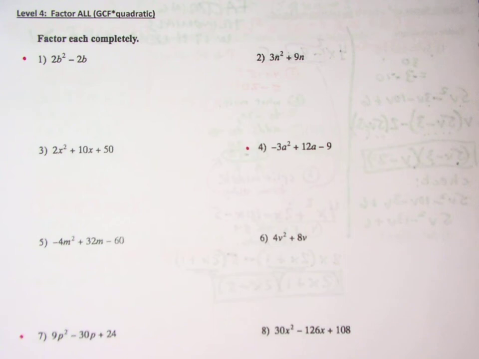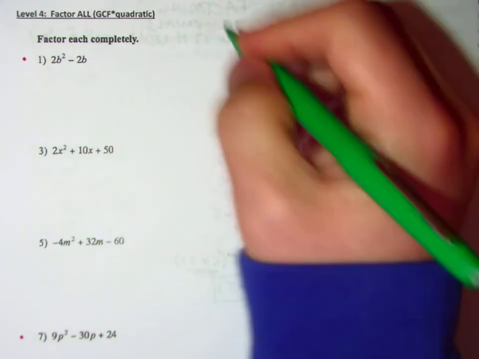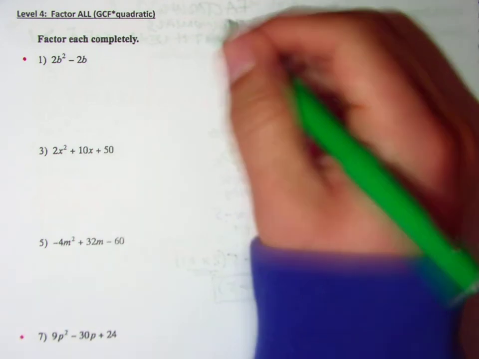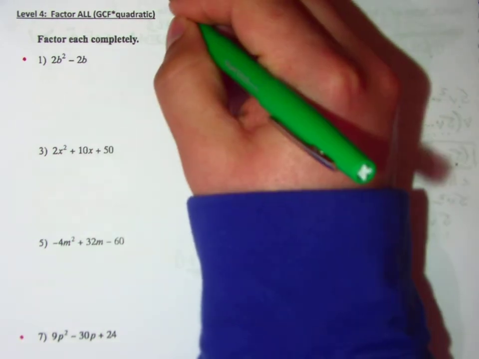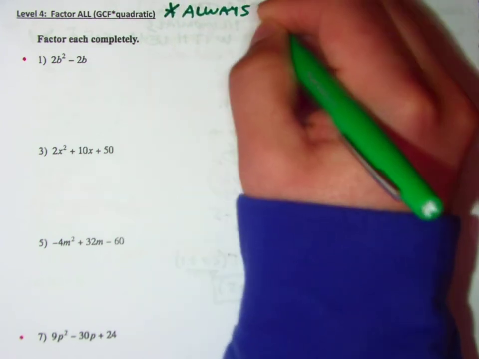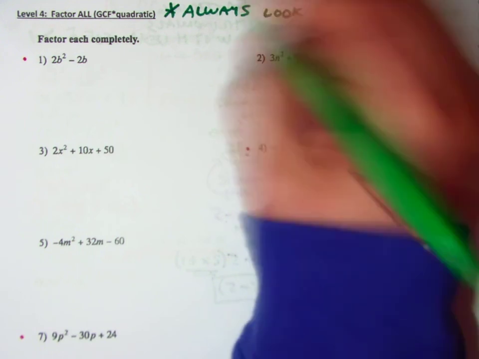All right, hello everybody. So we are now wrapping up skill number 3 for Unit 9 with level 4. Kind of putting everything together now. So first and foremost, now that we've done all these different types of factoring, always look for a GCF first.